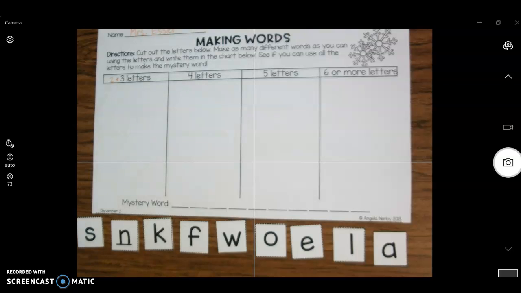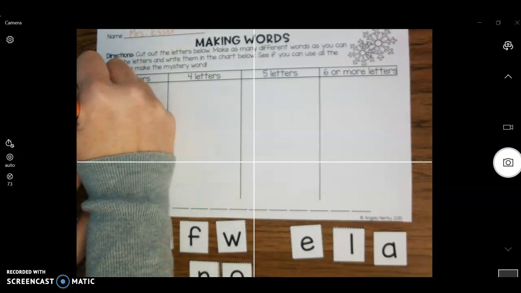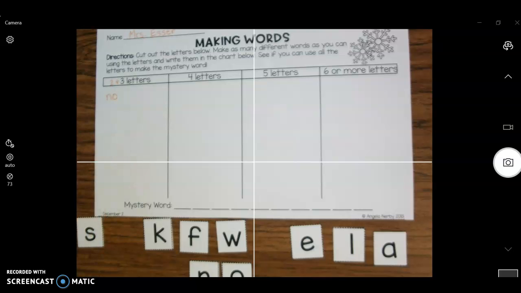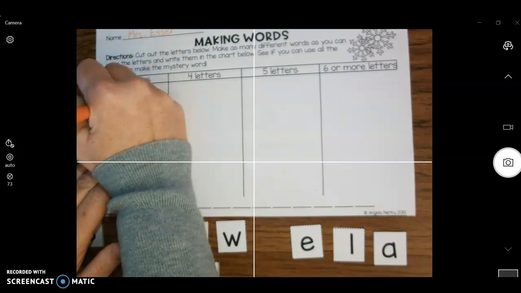Okay, so I'm looking for 2 and 3-letter words. The first one I can see is N-O. So go ahead and pull those down, N-O, and let's write that on our chart. I also know if I switch these, put the O first, that makes the word on, O-N. So I'm going to write that down.